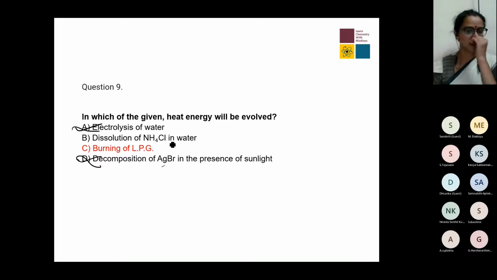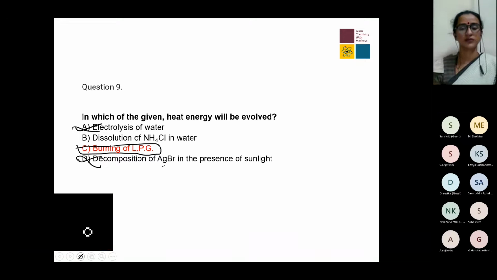Now, between dissolution of ammonium chloride and burning, the minute you have anything that is being burnt in air, undergoing combustion, these kinds of words, there will always be heat energy evolved. Heat is given out along with the process of combustion and burning, etc. All right. So that's why your answer is burning of LPG. Any questions? No? Okay. Great.